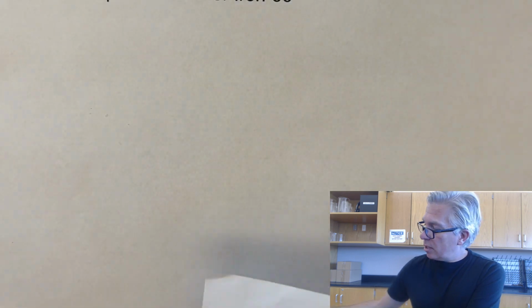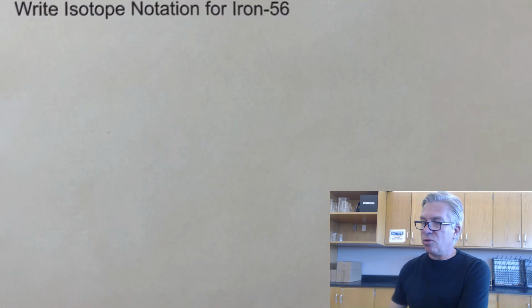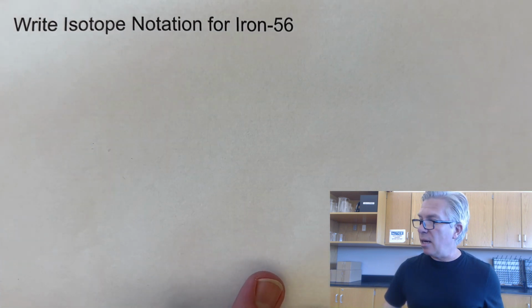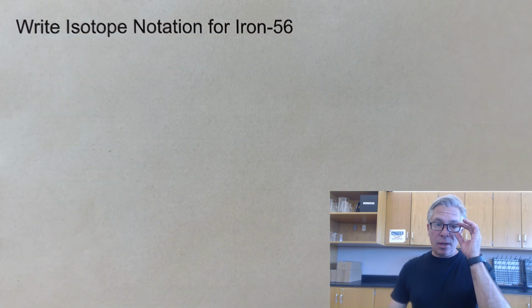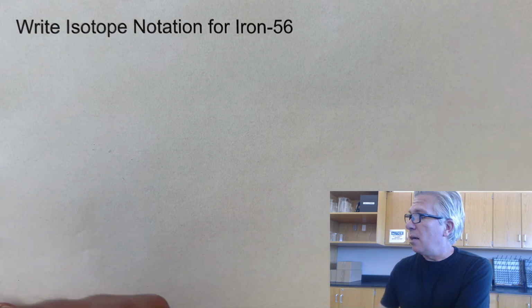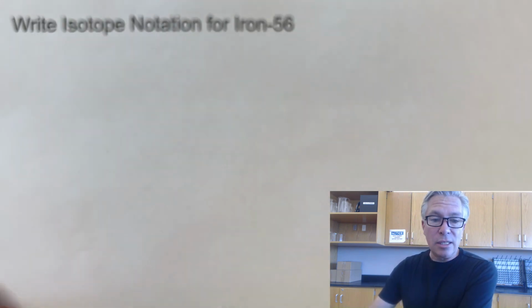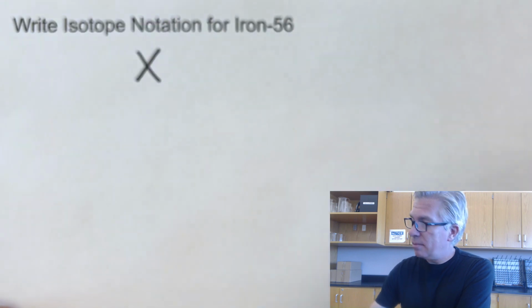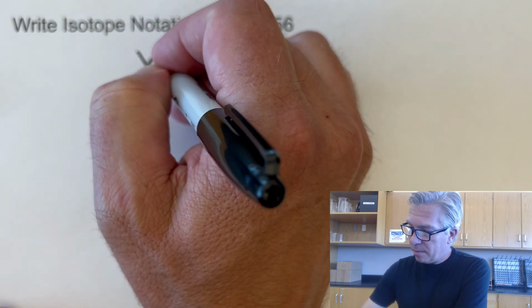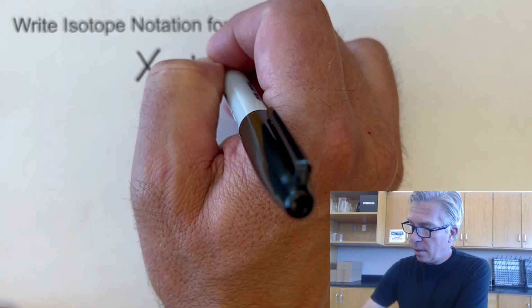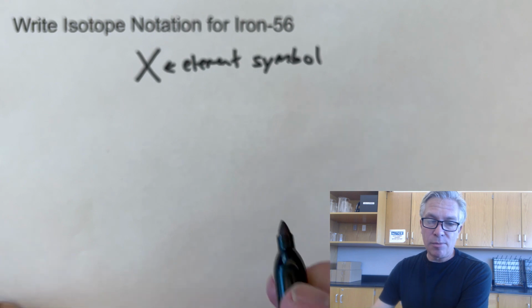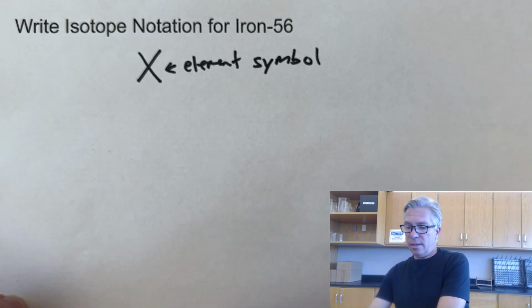Okay, so let's look at a prompt. Let's get into trying to represent some isotopes. So I chose iron 56 as the prompt for this one. Now, when you're doing isotope notation, this video will be slightly longer because I'm kind of teaching you how to do it. So let's call it element X. You're going to have an element symbol. There is no element X, but we're just going to use that as our example.